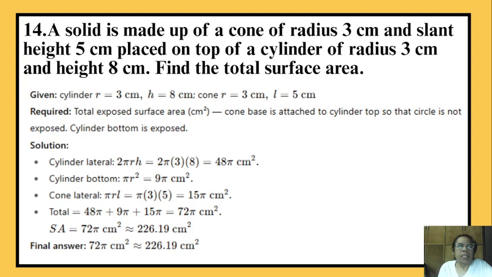So required is the total exposed surface area. The cone base is attached to the cylinder top, so that circle is not exposed, and the circular bottom is exposed. So we have the cylinder lateral area 2 pi r h, the cylinder bottom is pi r squared, and the cone lateral area is pi r l. Substitute now the given data and add all of them. We have the final answer, 72 pi centimeters squared.